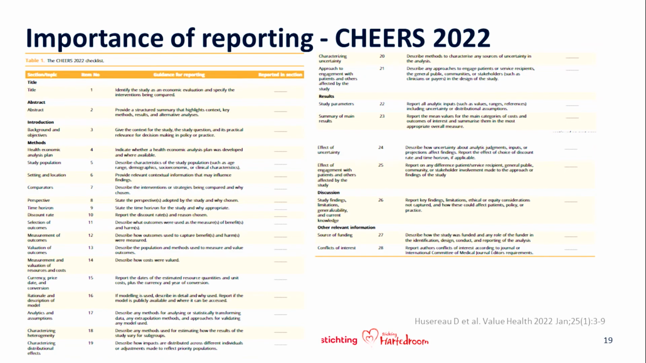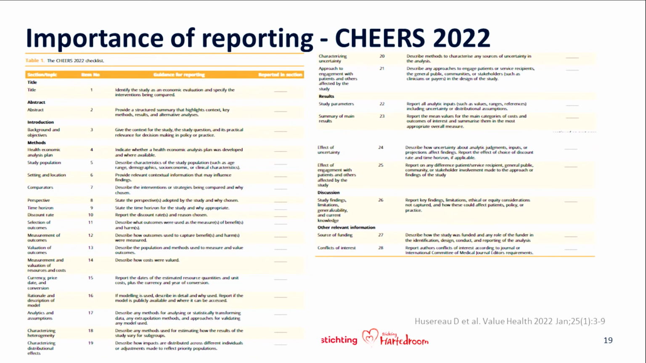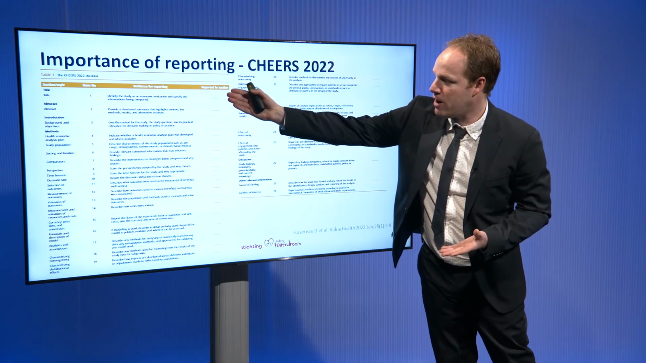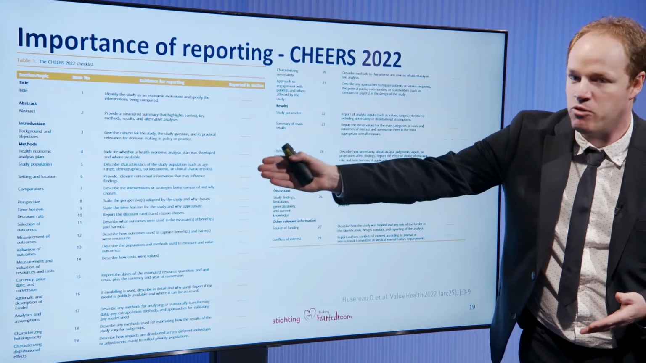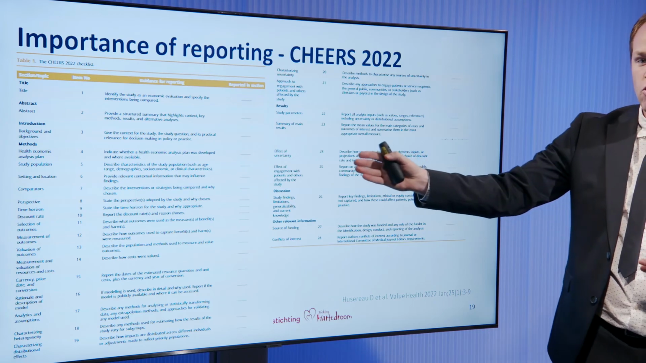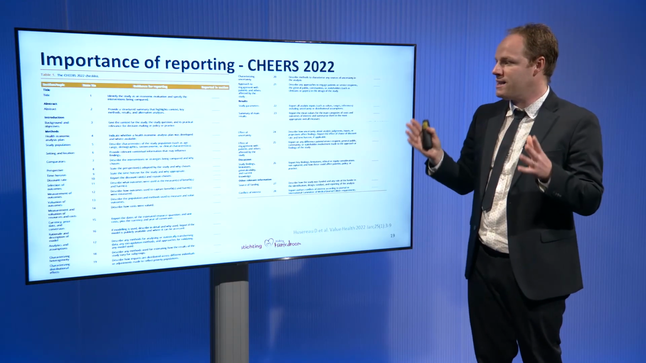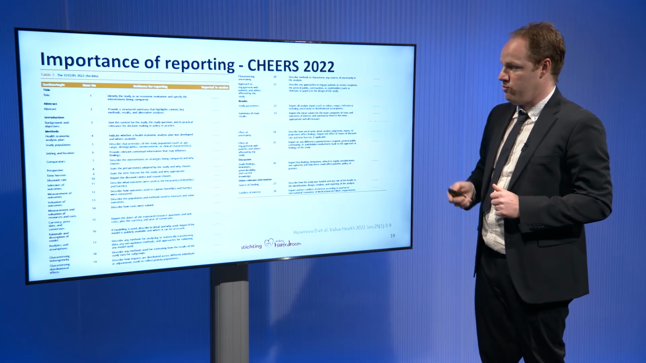Regarding CHEERS 2022, it is just a checklist to report economic evaluation, and it provides 28 items that you should describe when you report an economic evaluation. Some of them are for the abstract, some of them are for the introduction, some of them are for the methods, for example, regarding study population, the setting, the comparator, some of them for the results section or for the discussion. Then there are a lot of criteria that need to be reported when you report on an economic evaluation.